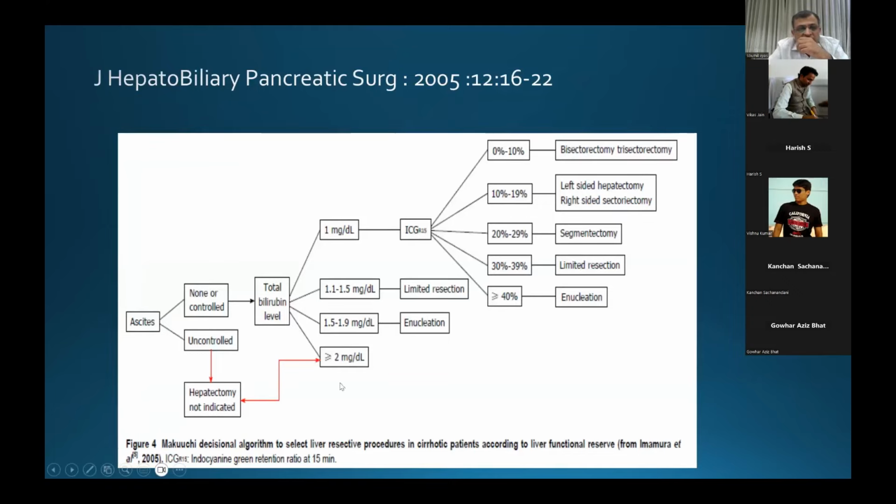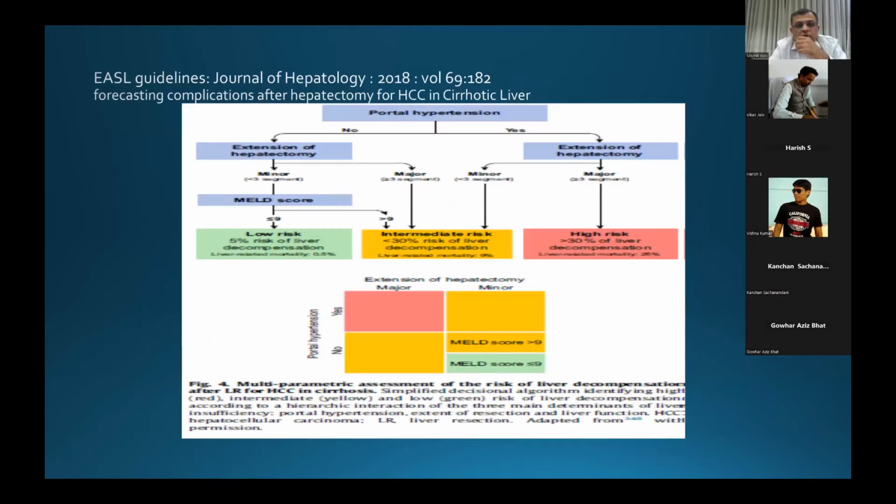Now, this is a Japanese classification where there is this Makuuchi's algorithm to understand how you can plan a hepatectomy. So if a patient comes in with ascites, you look at these things. If you have uncontrolled ascites, you don't go forward with a hepatectomy. But if you can control the ascites, you then look at the bilirubin levels and then go on to do ICG clearance studies and subsequently decide what type of liver resection the patient would qualify for. These are another set of guidelines which have been published in the Journal of Hepatology in 2018.